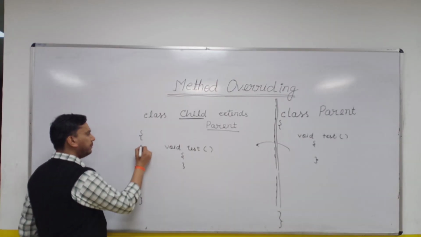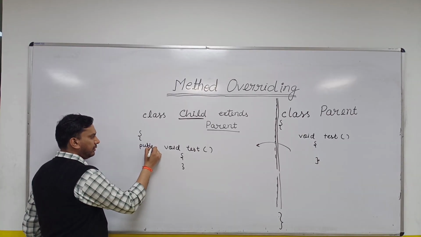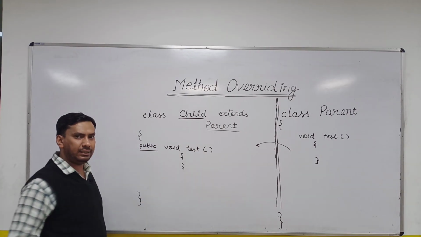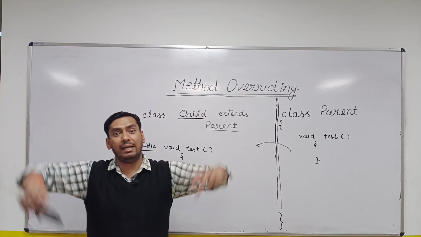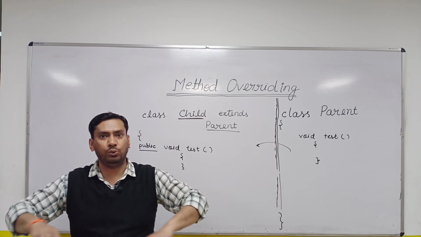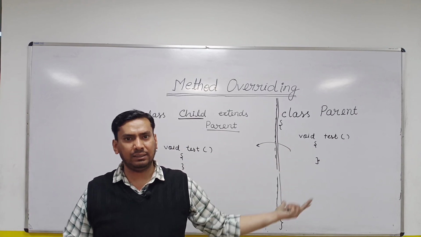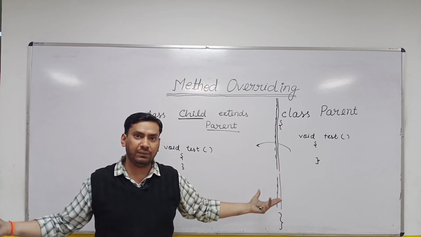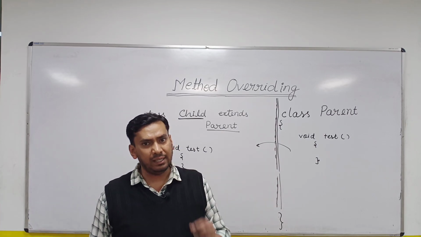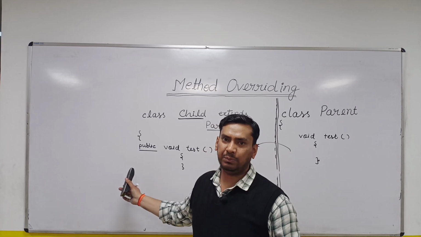So can I write public here? The answer is yes. It was earlier accessible within the package. Now I am enhancing its accessibility level to public level. That is not a problem, because the parent class will say okay, you are improving the facilities provided by the method. It means it is happily accepted.